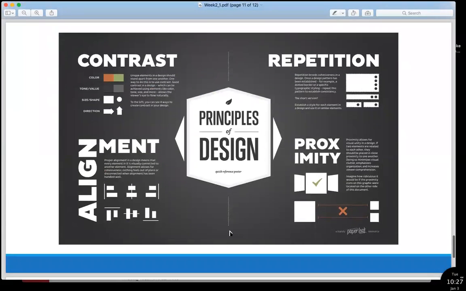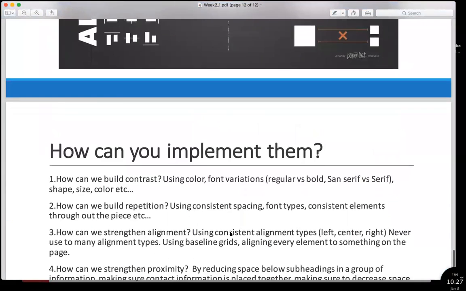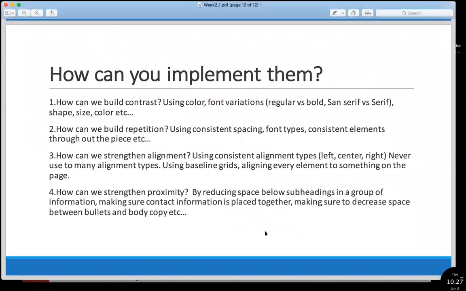And we looked at this a bit last week. So let's talk about ways to implement them. So how can we build contrast? Well, we can do it with color. Color contrast is definitely one that's very useful. From font variations, and from the shapes we're using, from the size of things, we've got color again, etc.